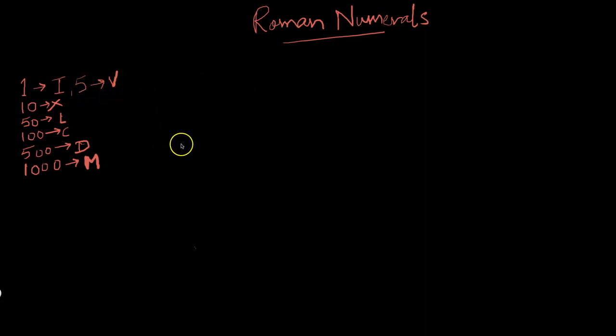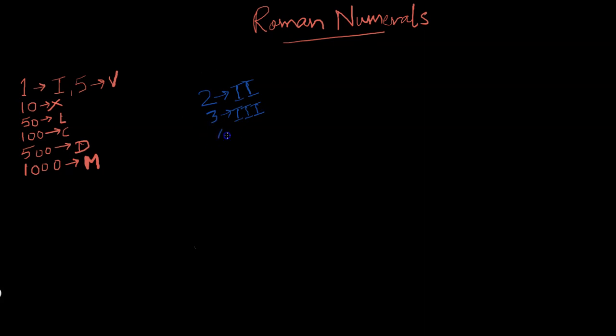So, my question is, how are you going to represent number 2? As you can see, we have number 1 as I, right? To represent number 2, we're going to have 2 I's, because 1 and then 1 makes 2. For 3, we're going to have 3 I's, because 1, 2, and 3.